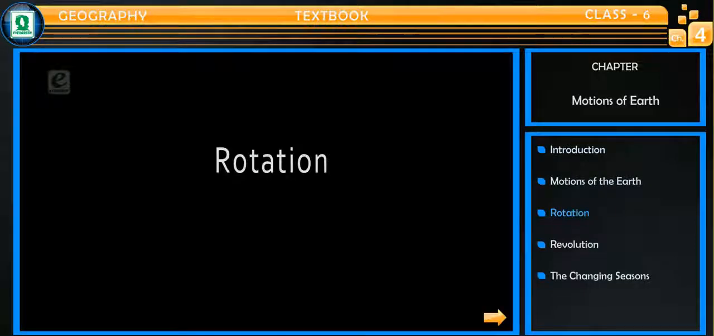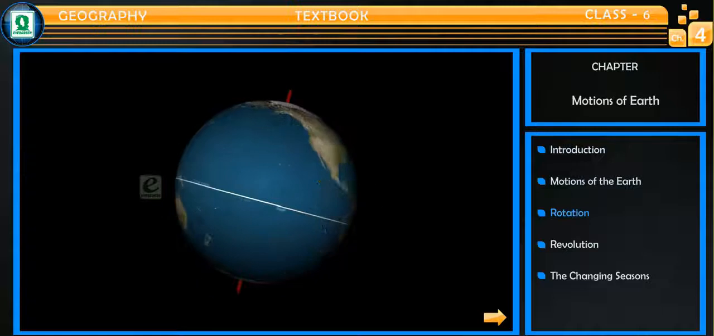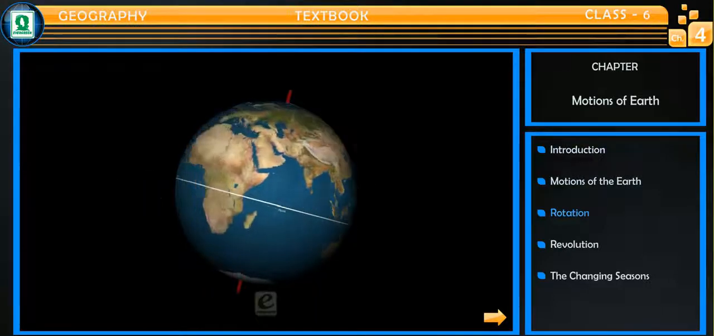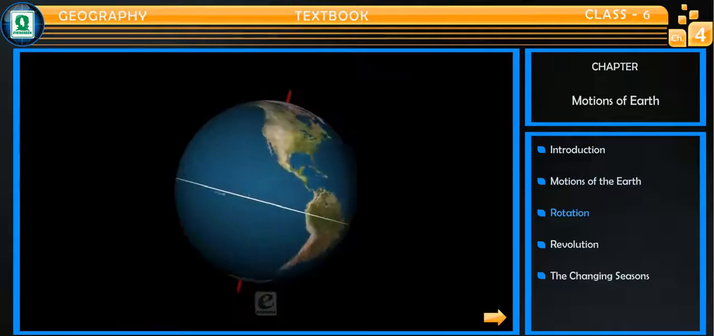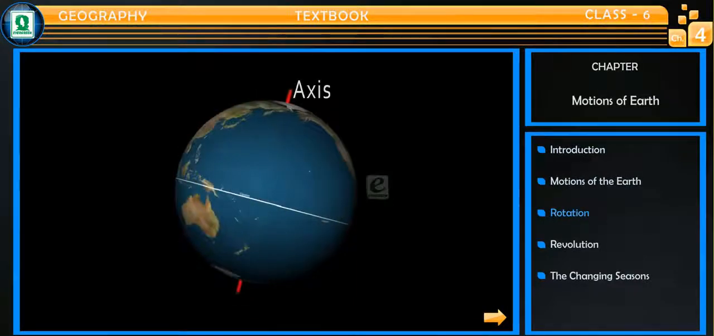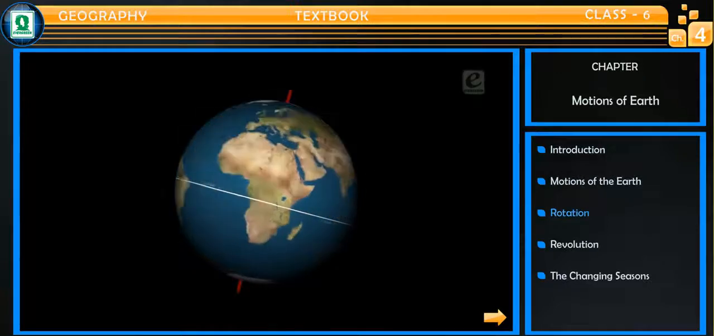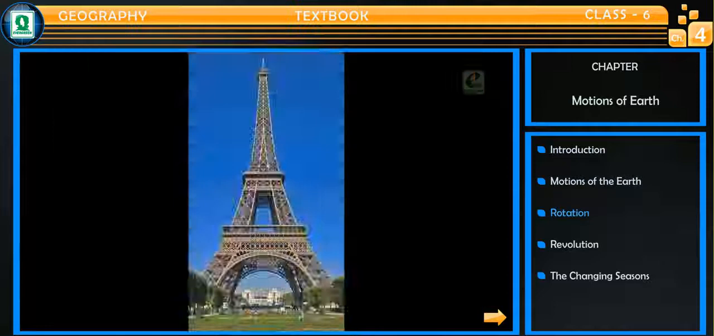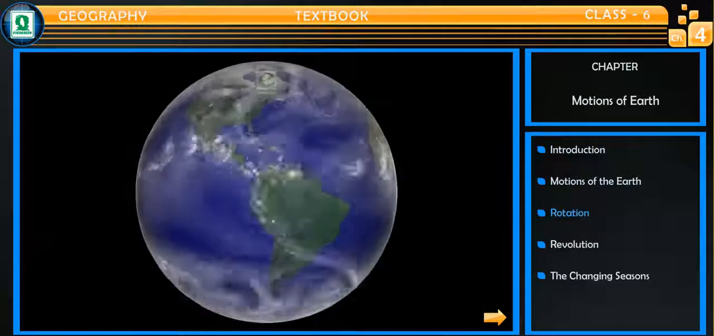Rotation. Rotation is the turning around of the Earth on its axis from west to east. Rotation causes all parts of Earth's surface except the poles to move in a circle around the Earth's axis. The rotation of the Earth results in 3 major effects: east-west movement of Sun, formation of day and night, and circulation of air and water.